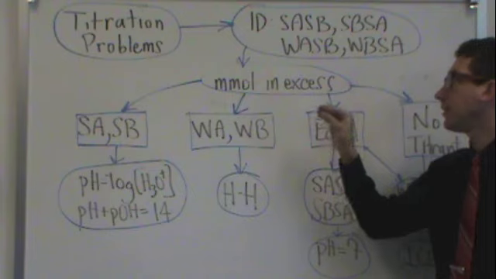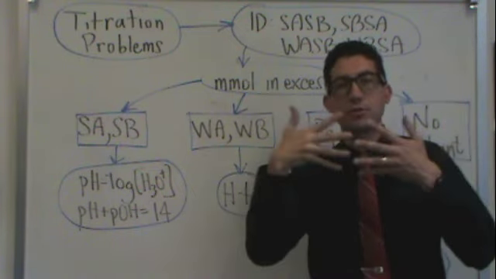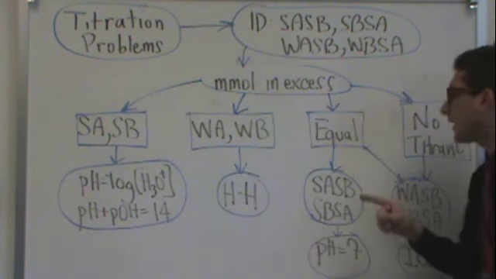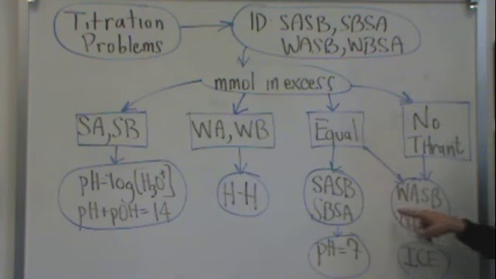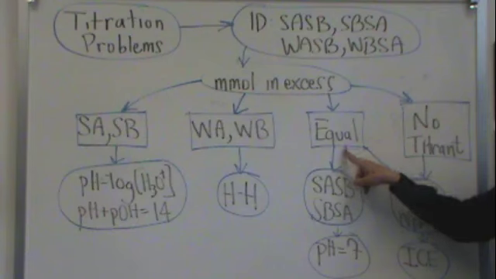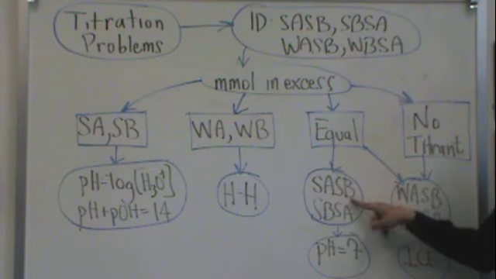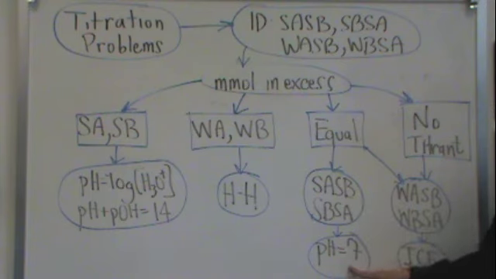And then if you check the millimoles in excess, but you find that actually the millimoles of acid equal the millimoles of base, so they're totally equal, in that scenario you have to know what kind of titration you're working with. If both are strong, then at the point where the millimoles of acid equals the millimoles of base, you're at what's called the equivalence point, or likely the end point. And in that case, for these kinds of titrations, the pH is just going to be 7.